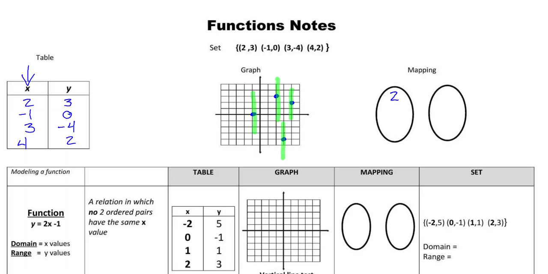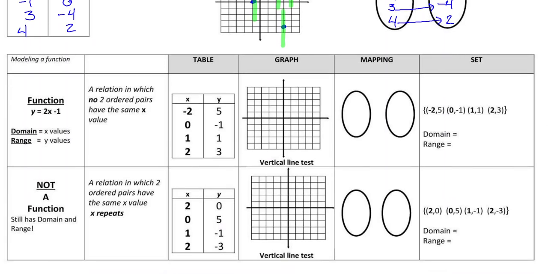So I'm going to write all the x values here, and all the y values are going to go here. And then we have 3, a 0, a -4, and a 2. So 2 maps with 3, -1 maps with 0, 3 maps with -4, and 4 maps with 2. It's just all different ways of showing the same set. So let's look at how relations are functions or not functions.